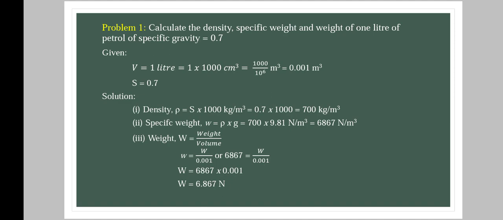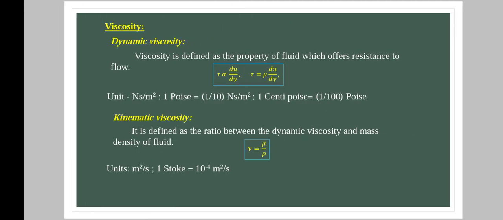After that, the weight, which is the specific weight multiplied by volume. So 6867 is equal to W by 0.001. Now we will find the value by solving this. The W will be 6.867 Newton. So this is a simple sum which is solved by the basic formulas of the properties of the fluid. And the remaining properties we will see one by one.